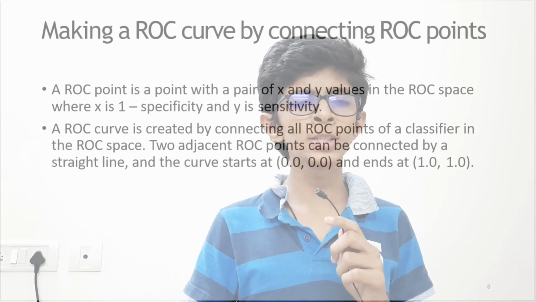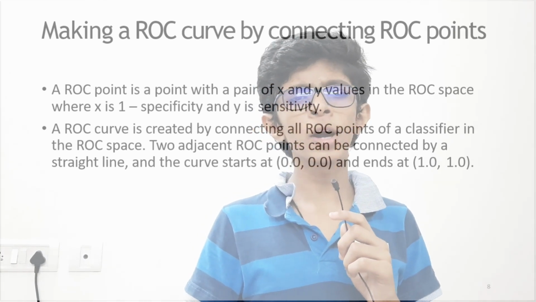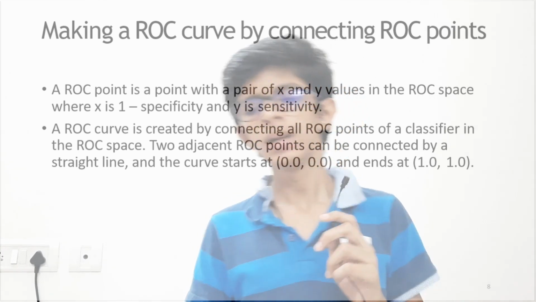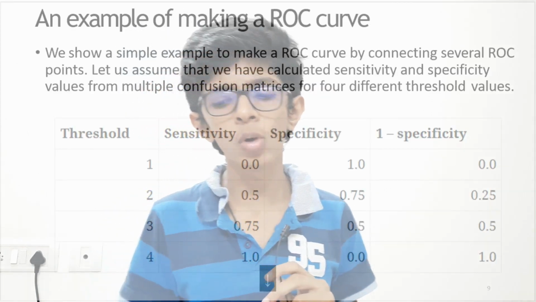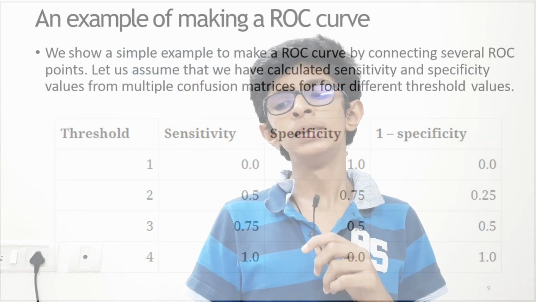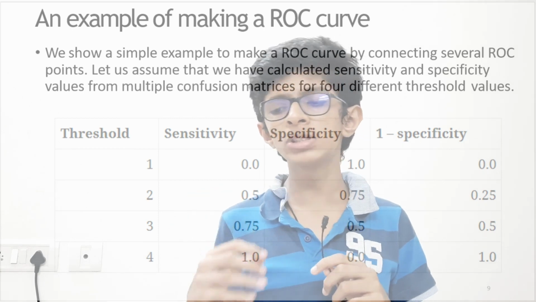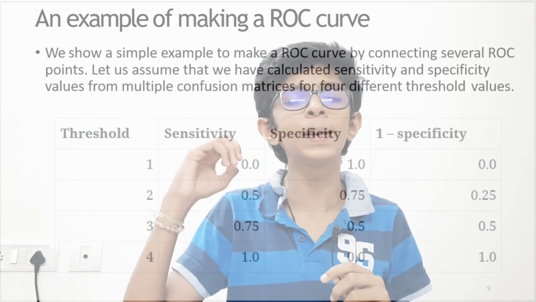That is 0, the starting point, and 1, 1 is the ending point. An example of making a ROC curve. We show a simple example to make a ROC curve by connecting the ROC points.